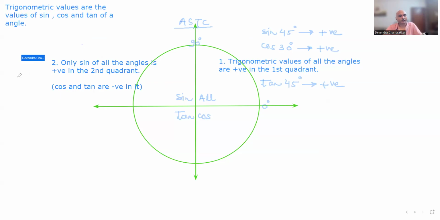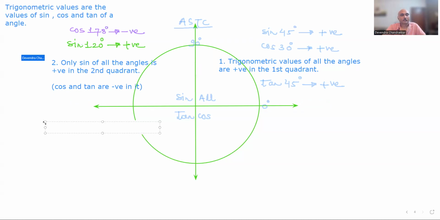For example, if I ask you what is sine 120 degrees? Positive. Vedant? Positive, sir. Okay. What about cos 178 degrees? Negative. Negative, shabash. Good.